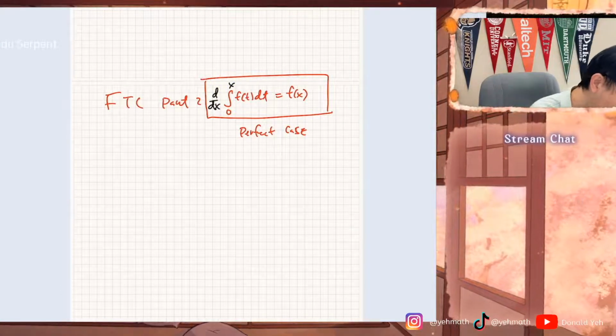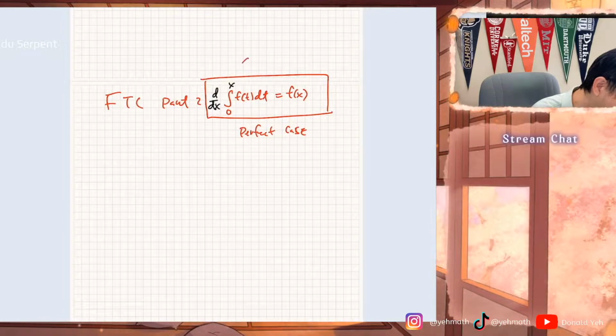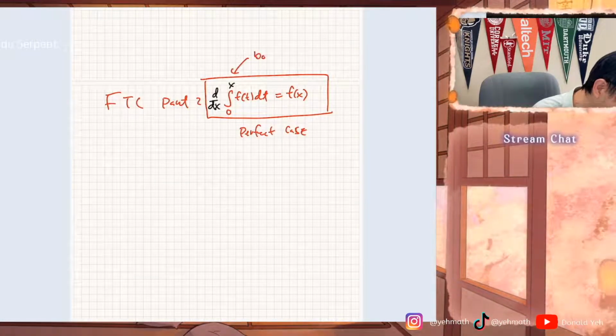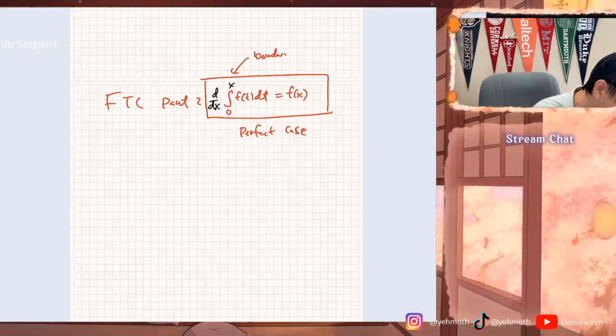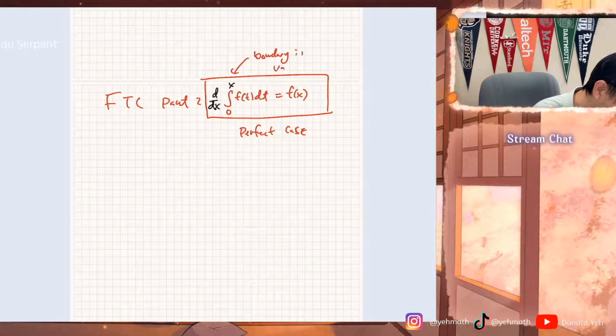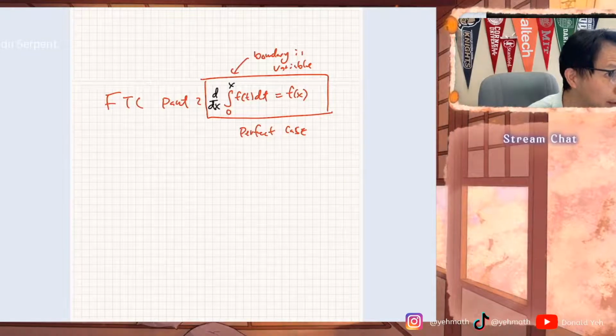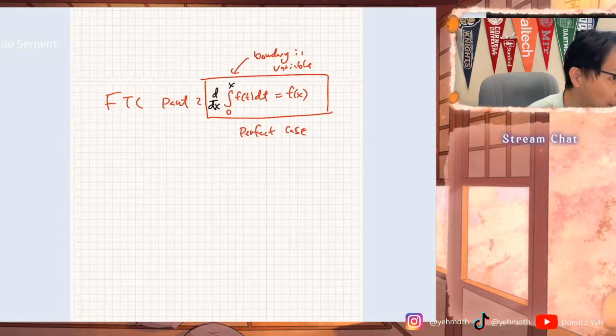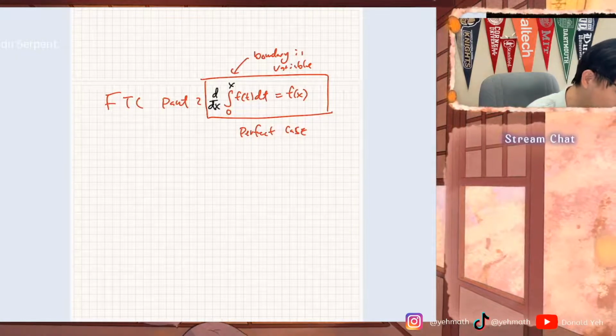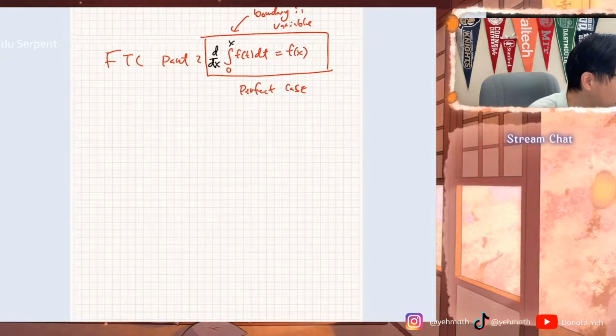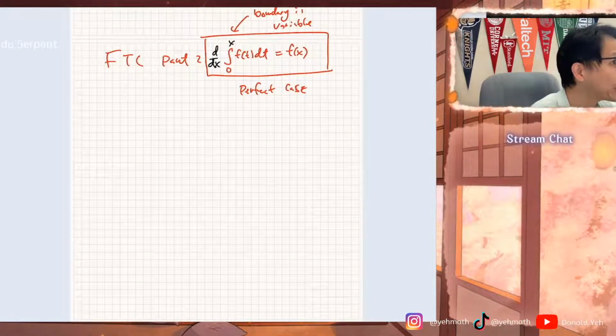Now usually you're going to get a boundary as a variable. Some type of x. It could be sine of x, cosine of x, it could be anything. Could be natural log of x, could be other things. Are we okay?